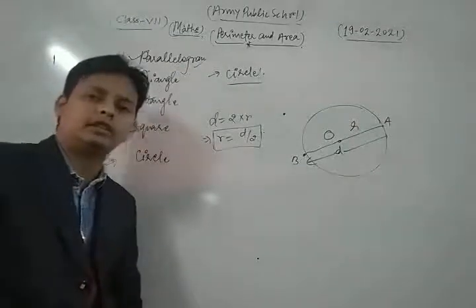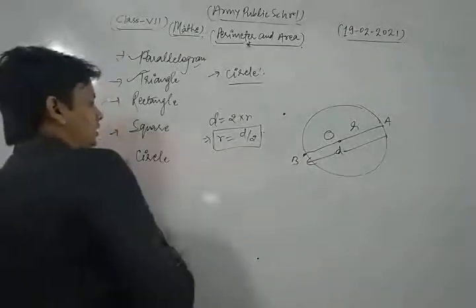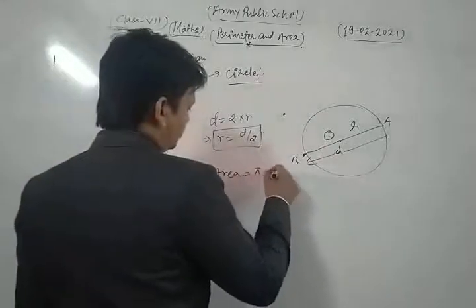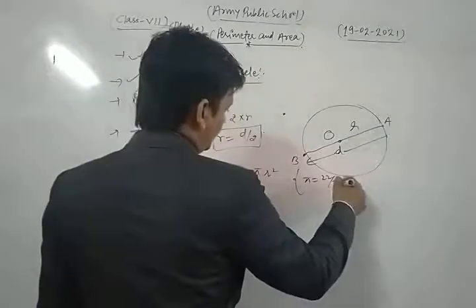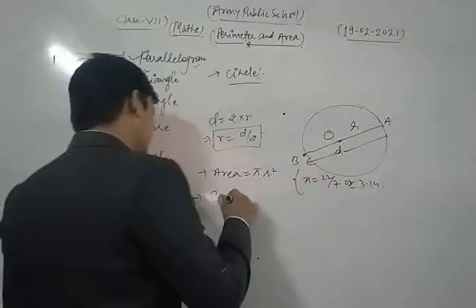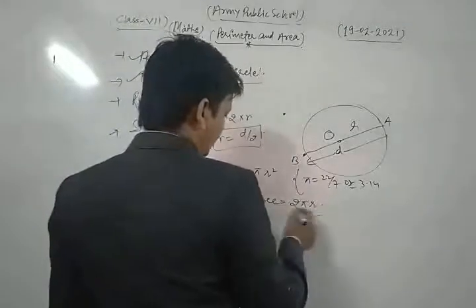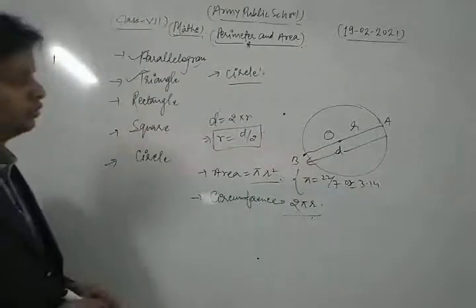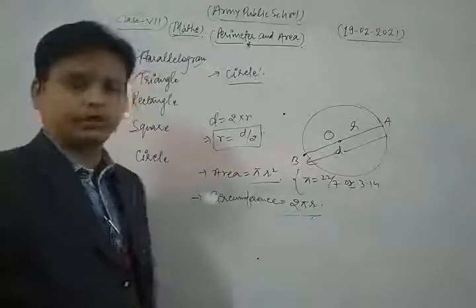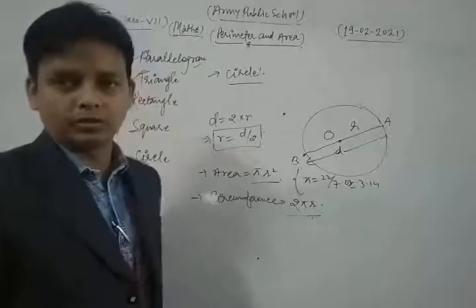There are two important formulas related to that topic. First of all, the area of circle is pi r square. Here you take the value of pi as 22 by 7 or 3.14. Second is the circumference, which is 2 pi r. These are the very important formulas related to circle, area and circumference. Now dear students, we take and solve some important questions based on all these topics.